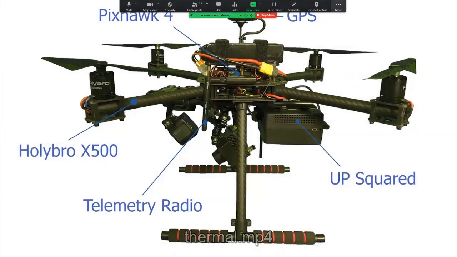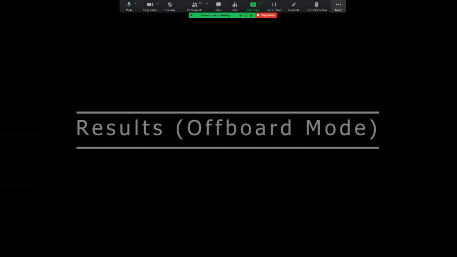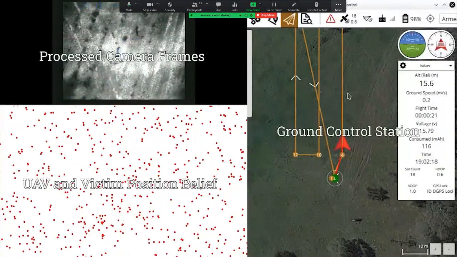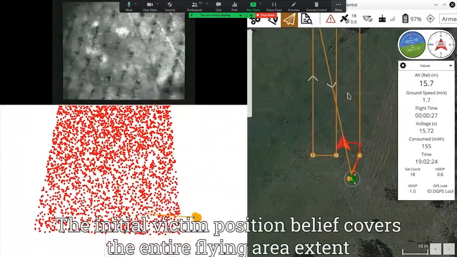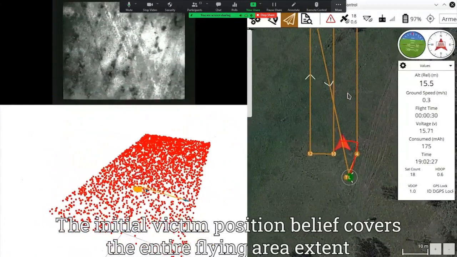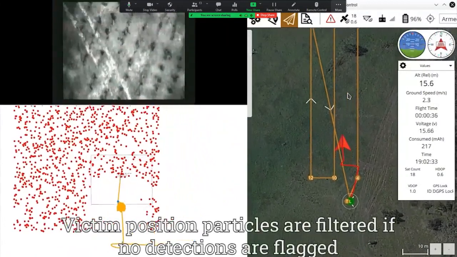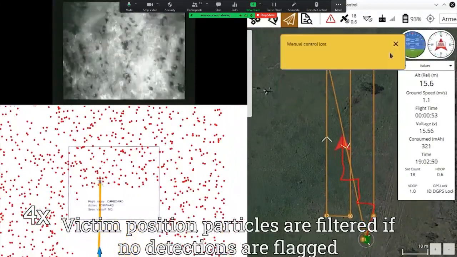But in this case, rather than using an RGB camera, we use a thermal camera, specifically a FLIR Tau 2, and a different CNN object detector that was trained using thermal imagery. This is just an overview of the system using off-board mode. And what I would like to highlight in this particular video with real flight tests is the behavior of the UAV when it detects a false positive.